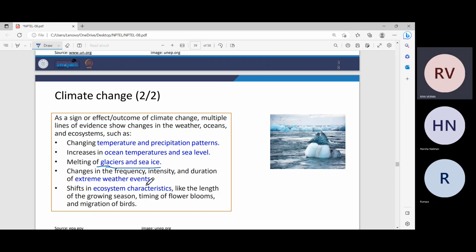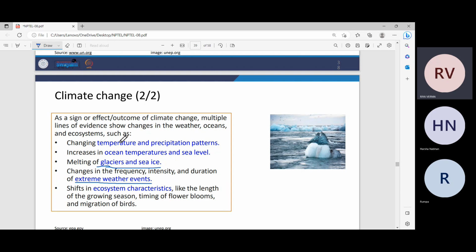Then we have changes in the frequency, intensity, and duration of extreme weather events. These extreme weather events, for example, hailstorms or heat waves and something like that. Their frequency is changed and their intensity is also changed due to this change in the climatic conditions.